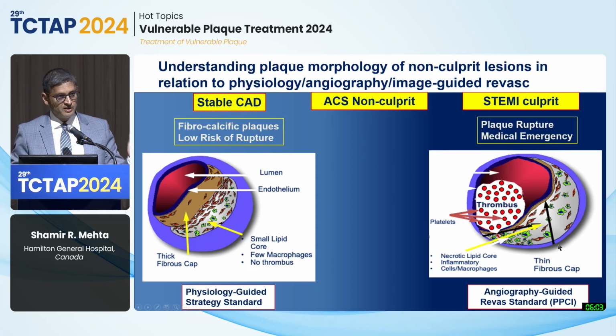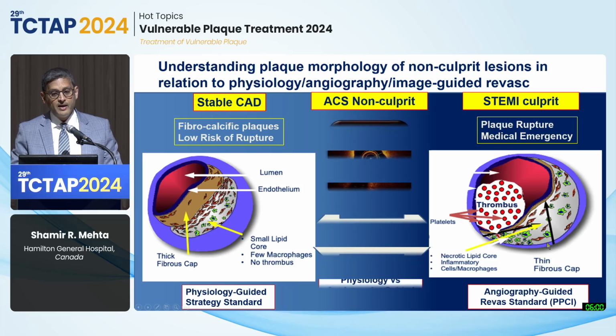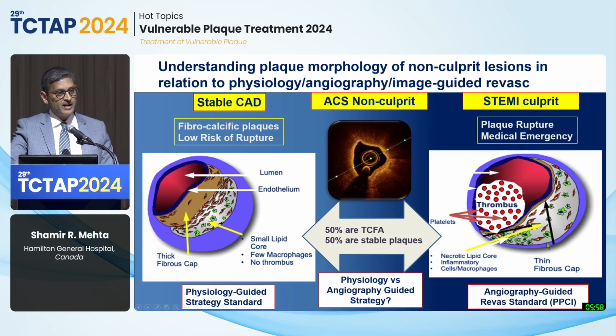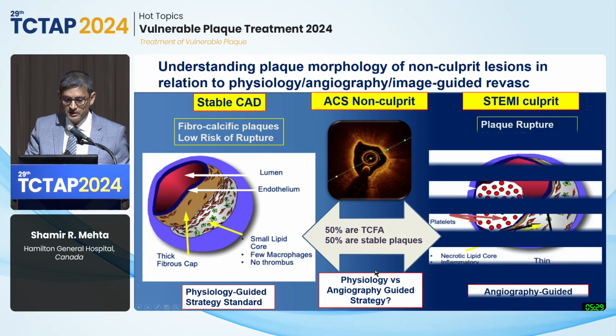What context and what clinical scenario are you talking about? And then we have the non-culprit lesions. Where do they lie? And this has really been the controversy over the last decade or so. What is the pathophysiology of these non-culprit lesions? Do they resemble more of the stable CAD type of plaque, or are they more akin to the STEMI culprit lesion that just had plaque rupture? And that's been the whole question, and that will then help us decide whether we should be using a physiology-guided strategy, an angiography-guided strategy, or even an image-guided strategy when we target an ACS non-culprit lesion.